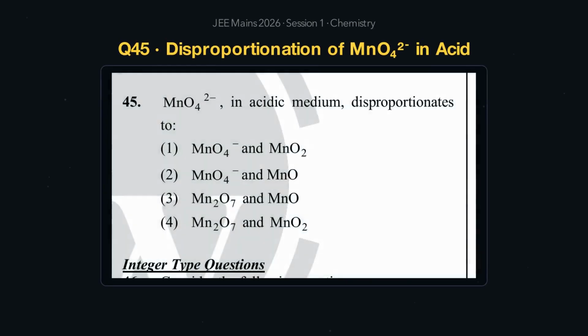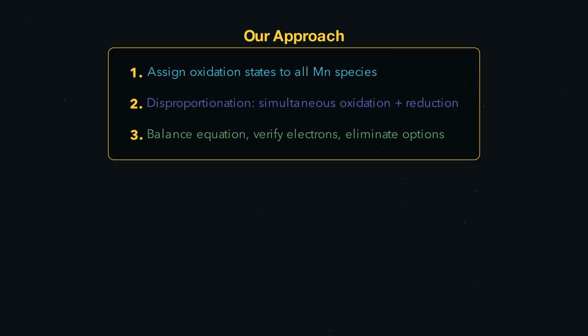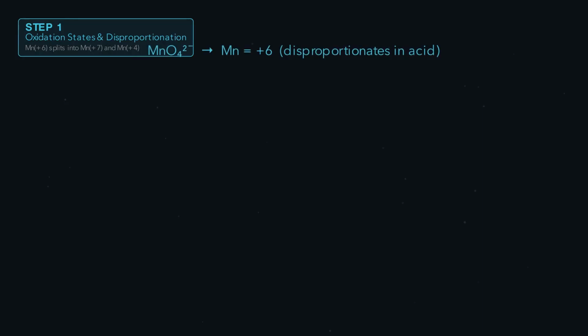What happens when a manganese compound cannot decide whether to oxidize or reduce? It does both. Here's our approach. First, we assign oxidation states to manganese in the reactant and all 4 product candidates. Then we apply the disproportionation concept, where one species simultaneously oxidizes and reduces. We balance the equation and eliminate the wrong options.